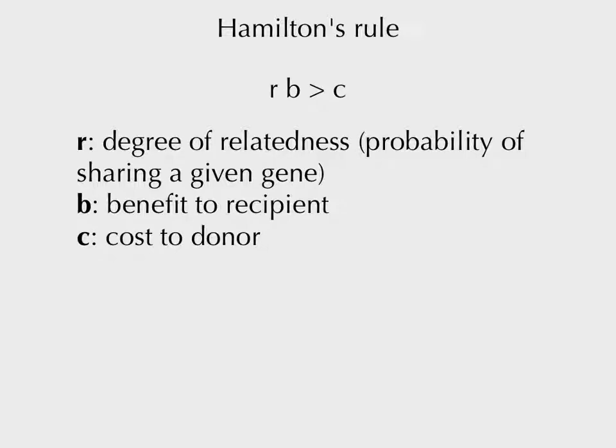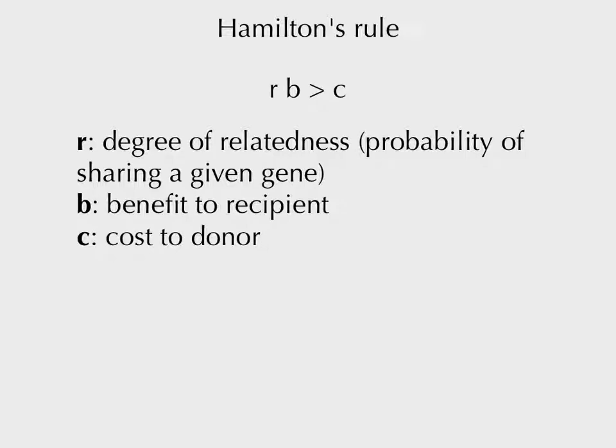Doesn't benefit you. Right, so I have a behavior, and let's say the benefit to the recipient is 5, the cost to me is 0.001, and relatedness equals 0. So it helps my friend hugely, with a tiny cost to me, and 0 relatedness. Is Hamilton's rule satisfied? No. Right? R times B is 0, and 0 is not greater than 0.001.